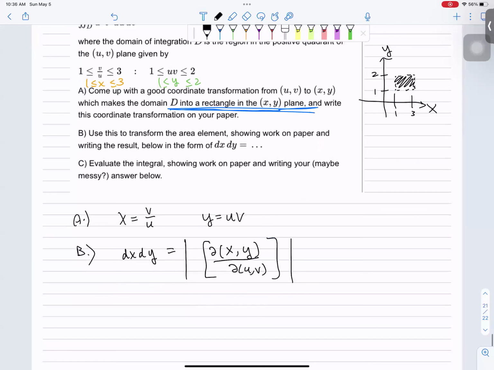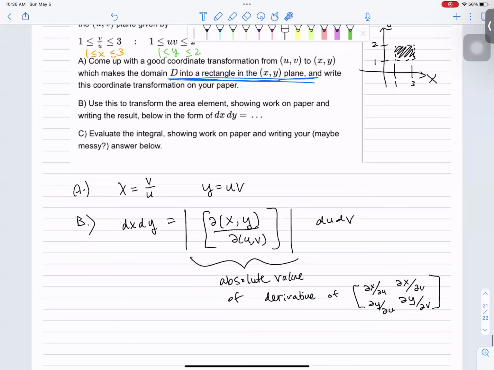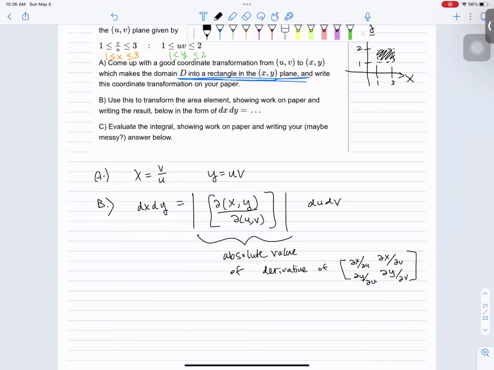Okay, so this du dv. This notation is absolute value of, we need the derivative of the matrix, where the matrix has x and y as the outputs, right? So it looks like this: x and y, the outputs, are the rows, and then the inputs are the columns, u and then v. Absolute value is important. Okay, so let's find that.